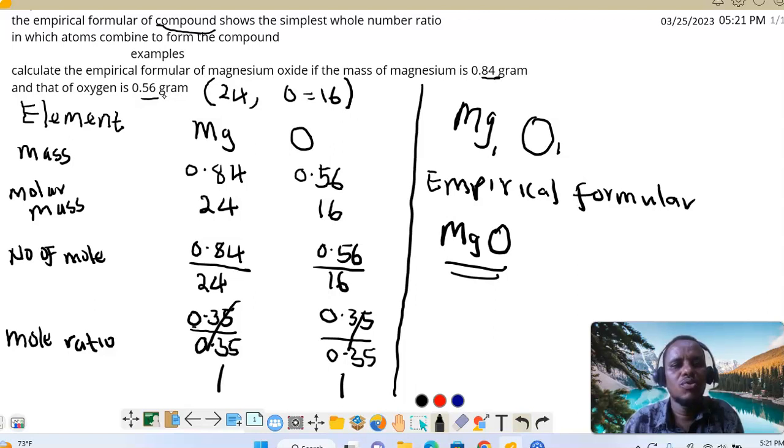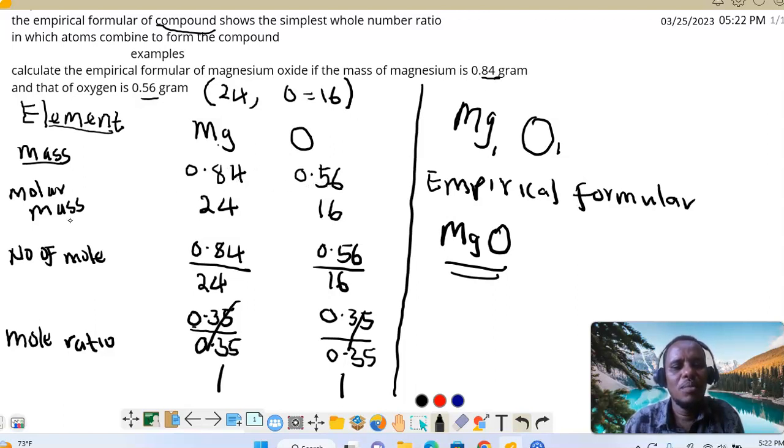When you want to do this calculation, this is the system that you use. Here you write the structure. There is a format that you use so that it gives you the result. First you write the element: magnesium and oxygen. The next step is the mass of the element. You write 0.84 gram of magnesium and 0.56 gram of oxygen, under each element respectively.